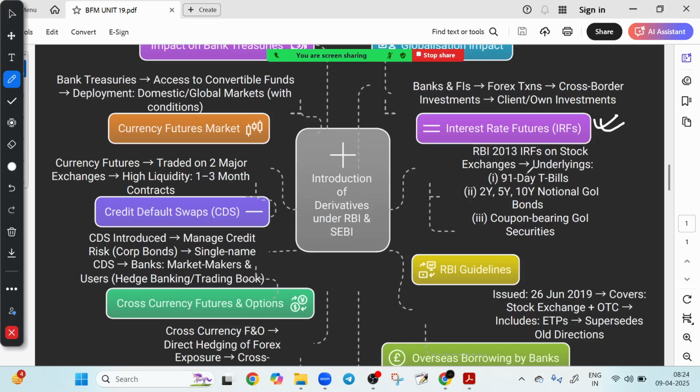RBI allotted. And what are their assets? So underlying assets include the 91-day treasury bill, 2-year, 5-year, 10-year notional Government of India bond, or coupon bearing Government of India security, which is ideal for those looking to lock in or hedge interest rate movement.